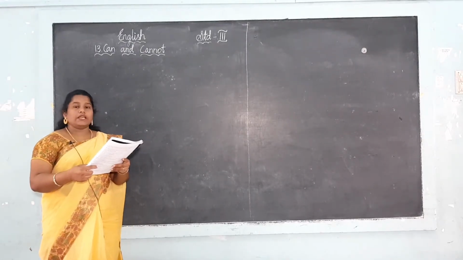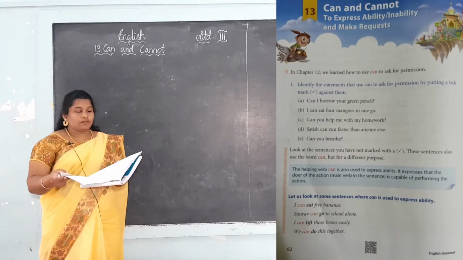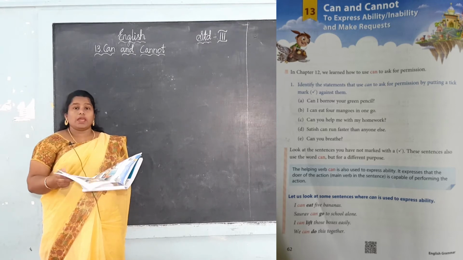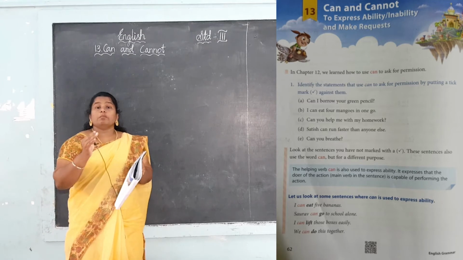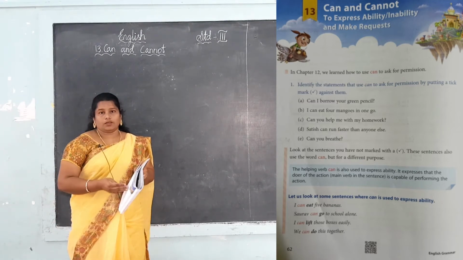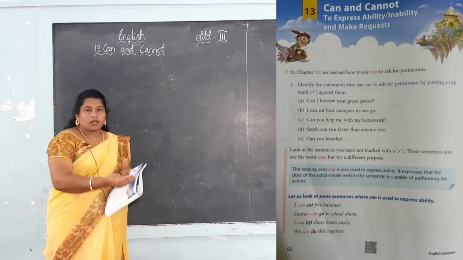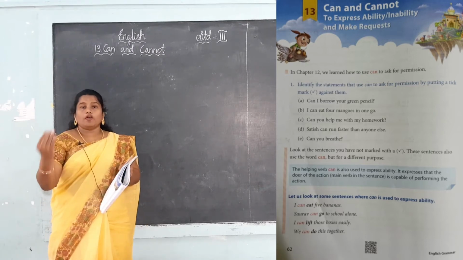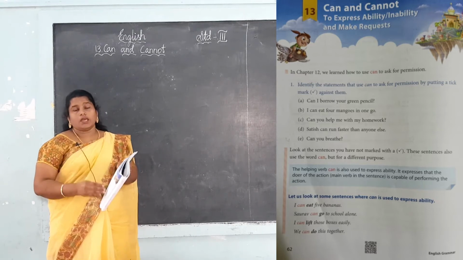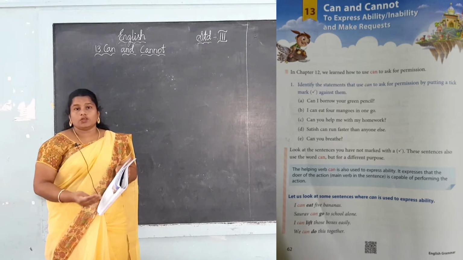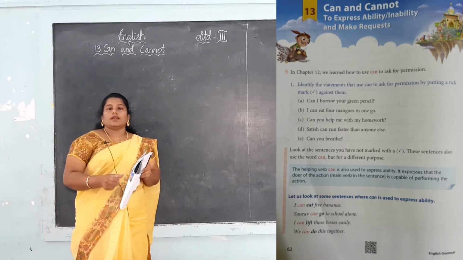See, take page number 62. Yes, in chapter 12, which means in the previous chapter, what we have learned, may and can. What is the difference between may and can? May we will use officially, okay? We use it to the teacher, correspondent, principal, officer, policeman. Like this we will officially use may. Can is used to relatives, friends, neighbors. Yes, like this we can use can.